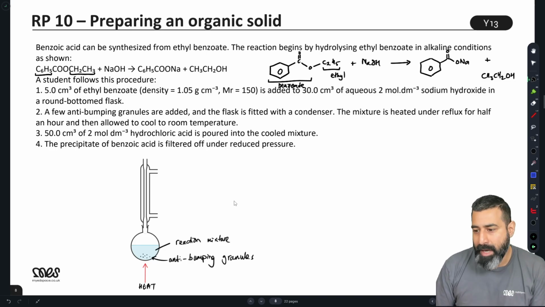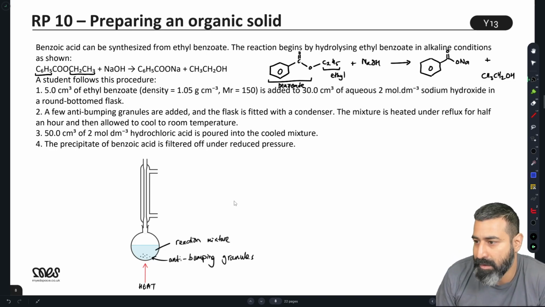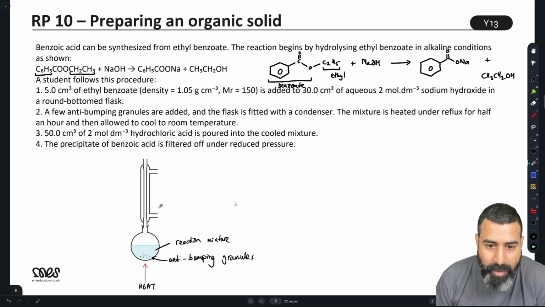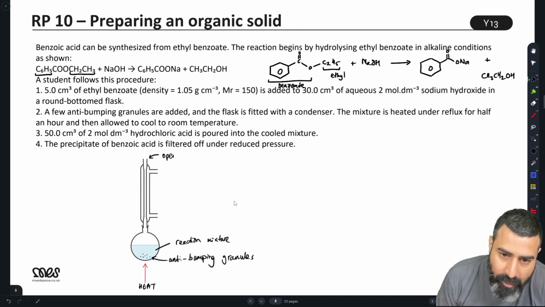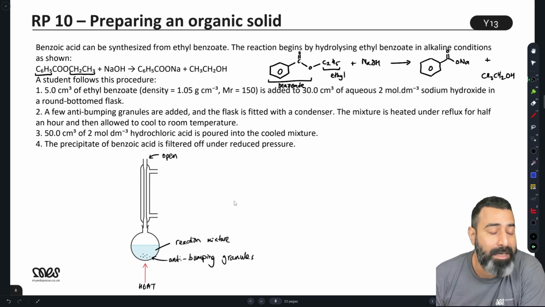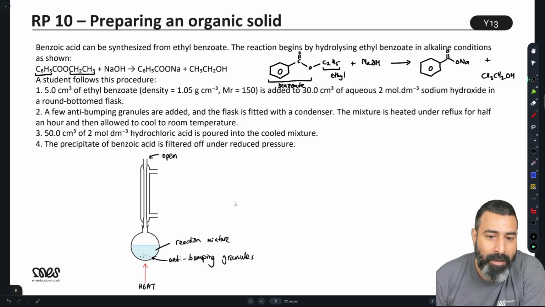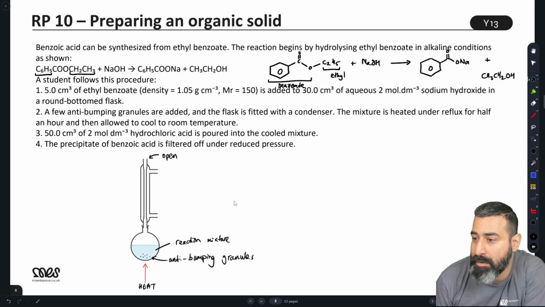Okay, and then we have the condenser. So imagine this thing is being heated up, and we have a condenser attached to it. Notice that it should be open. It has to be open. If it is closed, what's going to happen is the pressure is going to build up, and then boom, this is going to turn into a SUVAT question because you're going to have projectile motion.